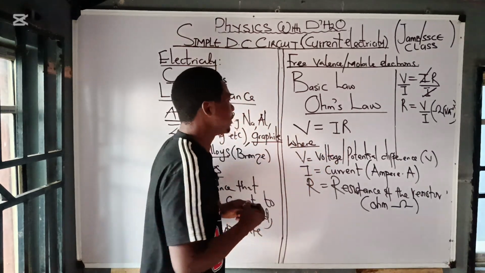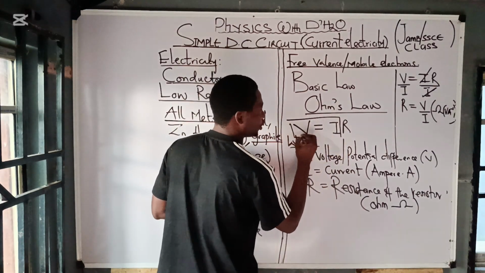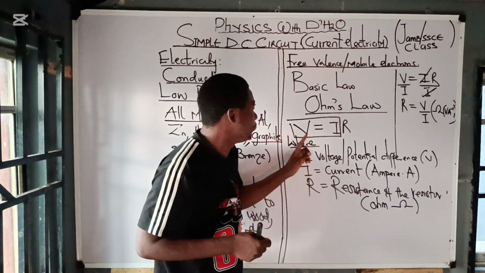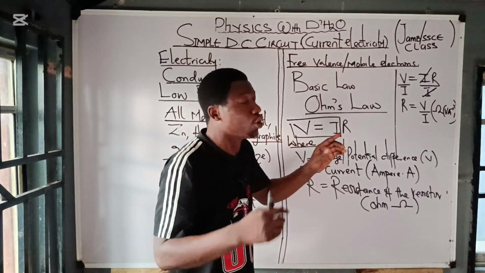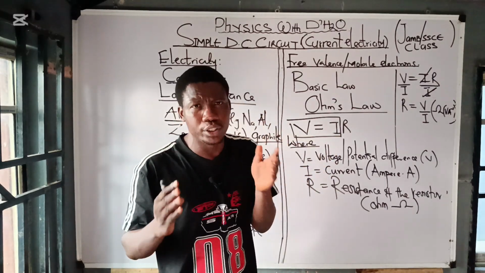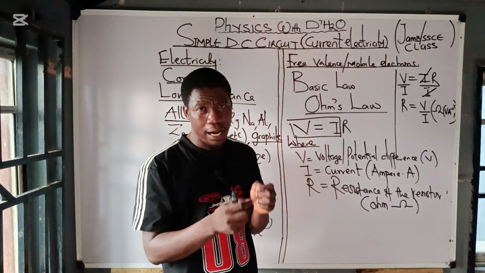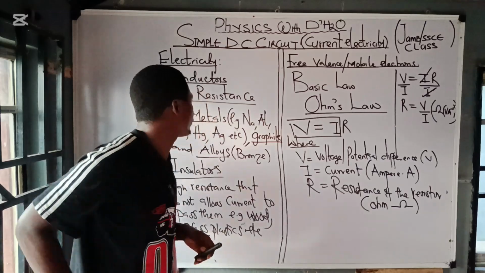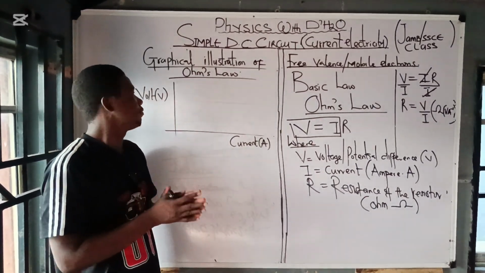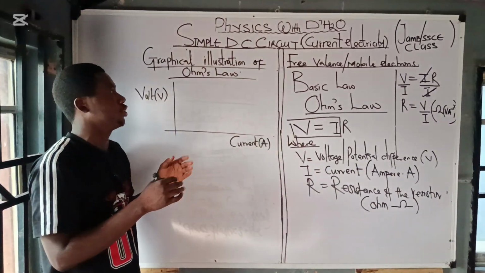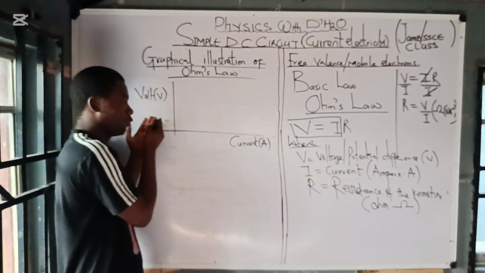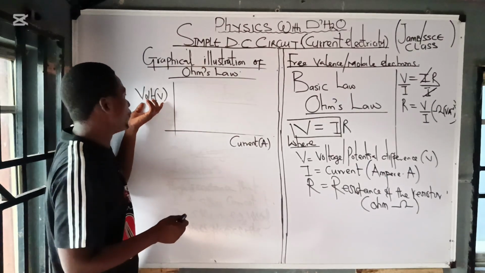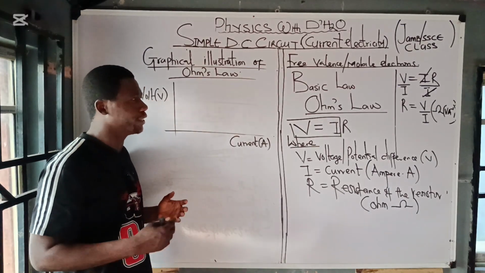Do you understand? Yes. If the voltage is directly proportional to the current, while the resistance remains constant, it simply means that if the voltage increases, the what? The current will increase for a simple DC circuit. Now let's draw the graph that illustrates your Ohm's law. Let's do that quickly. Now, take a look at this. If I have a graph of voltage or PD, which means potential difference, if I have a graph of volts against current, how would the graph look like?